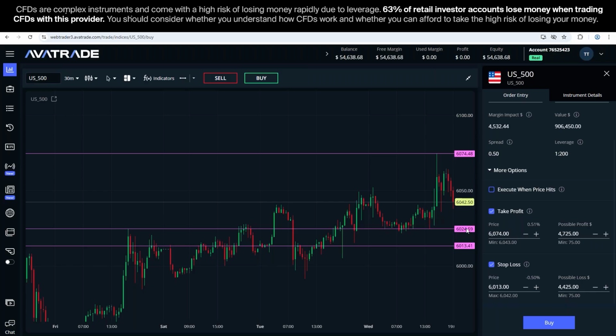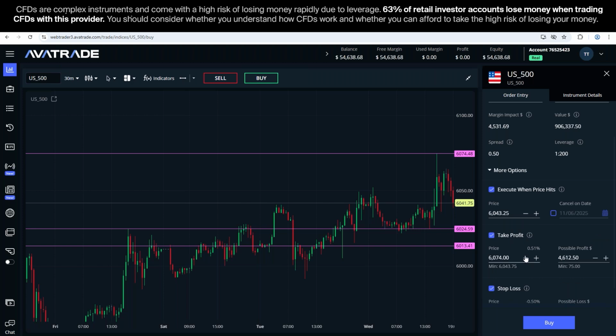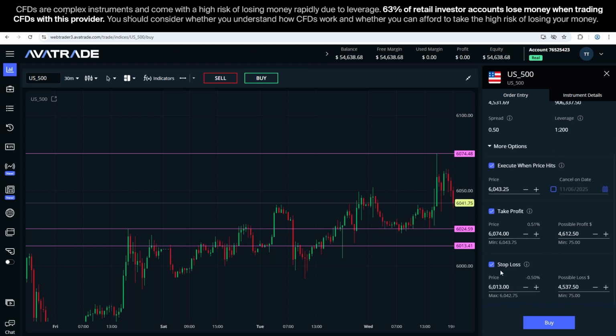Another option would be maybe you think it'll come down and test this support level and you'd rather do a pending order. Okay, and it does look like it's trying to downtrend some more still. So maybe what I do is execute when price hits. Take profits the same up here. Execute if it hits 6,030, okay, right about here.